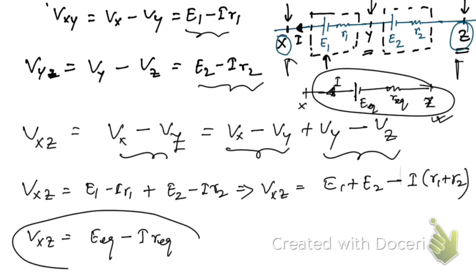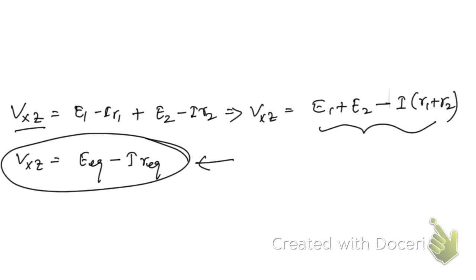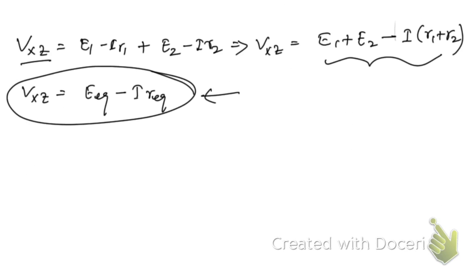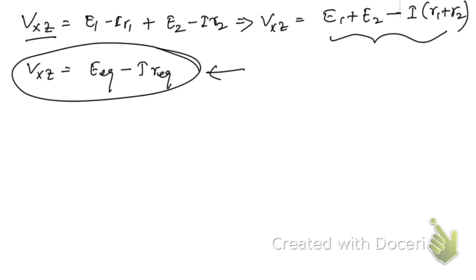Now if you compare these two relations, V is equal to this one, and Vxz is equal to this one. Let me copy this and go to a new slide. Just wait. Here are the last two results. Just give me a second, let me write it.